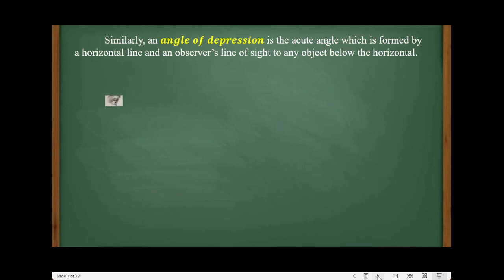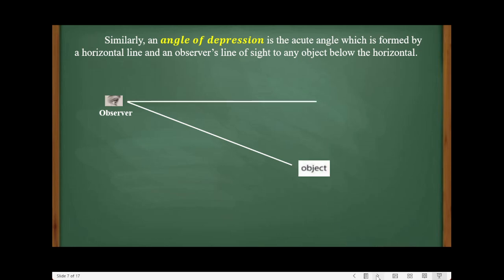So, again, this is the observer's eyes. Then, this is the line of sight which goes down. Therefore, the object being observed here is right here, no? And of course, we have the horizontal line. And just like the first angle, we saw another angle here.